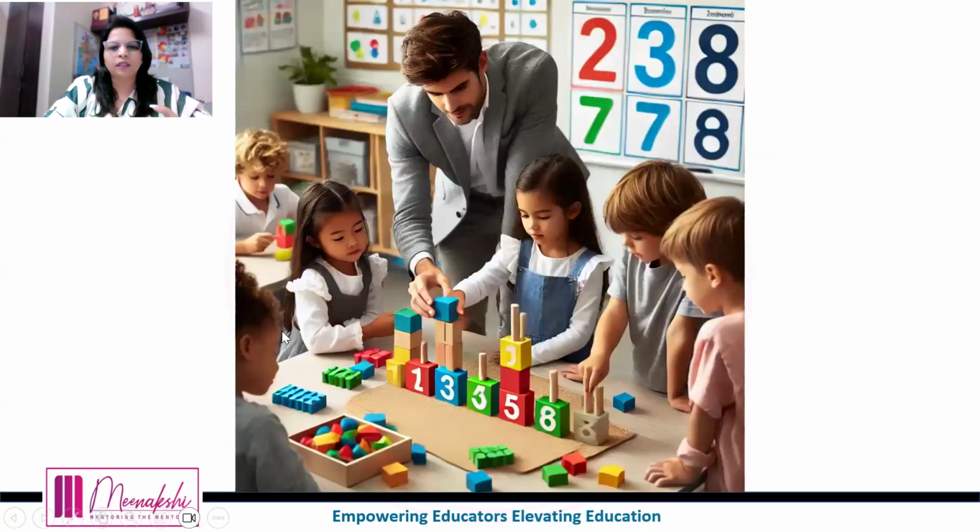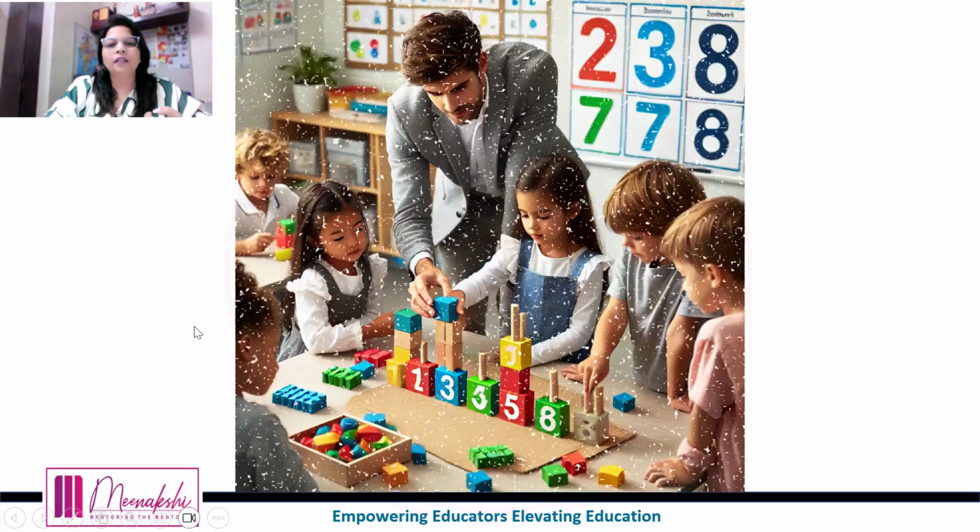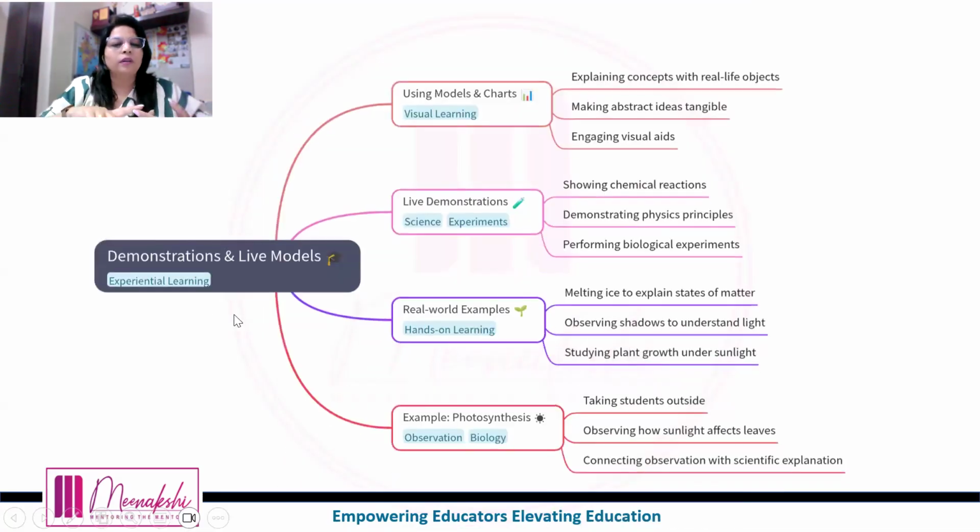Apart from it, as you can see here, the children are again involved in some hands-on activities and they are learning, right? So we are talking about various demonstrations and live models. Using models, charts, live demonstrations, real world examples, hands-on learning, etc. can also be provided to the students. We have different labs also, where age-appropriate activities can be done by the students. If the equipment is not something the children can handle, then the demonstrations can be done instead, right? So our objective is to make abstract ideas tangible.